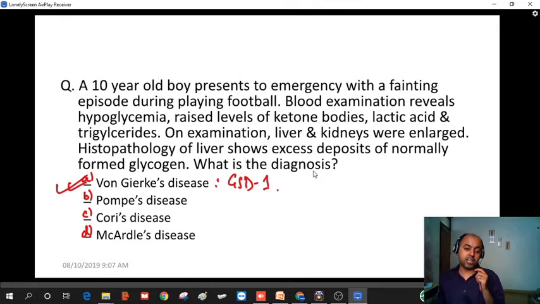Lots of clinical cases will come from the glycogen storage disorders. So you should be very, very clear about the glycogen storage disorders. We had spent some time yesterday to ensure you are comfortable in handling the case questions related to the glycogen storage disorders. I'm so happy to see that most of you have given the correct answer. The correct answer is option A.